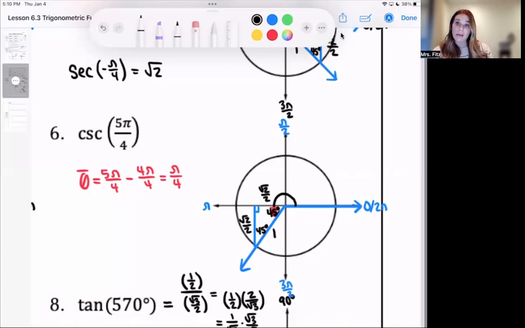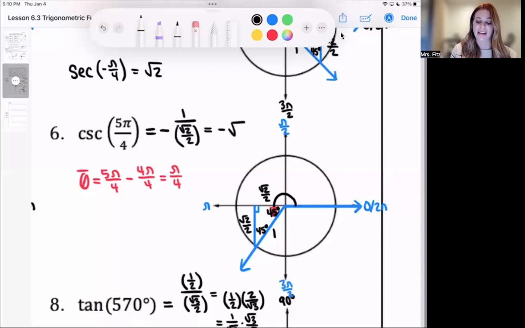Cosecant, it's the reciprocal of sine. So instead of opposite over hypotenuse, it's going to be hypotenuse over opposite. Now be careful, all students take calculus, the only one positive in quadrant 3 is tangent, not cosecant, so it's going to be negative. Hypotenuse is 1 over root 2 over 2. And you may remember this from the last one we just did. This will simplify to negative root 2.